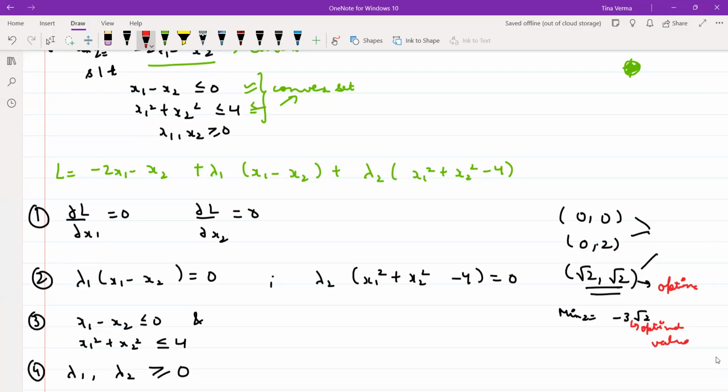So if you have more than one value, you have to substitute in the function and you have to check. And this way you will go to check your KKT condition, and you always start from this thing that this is equal to 0. You find the cases and solve all the cases.